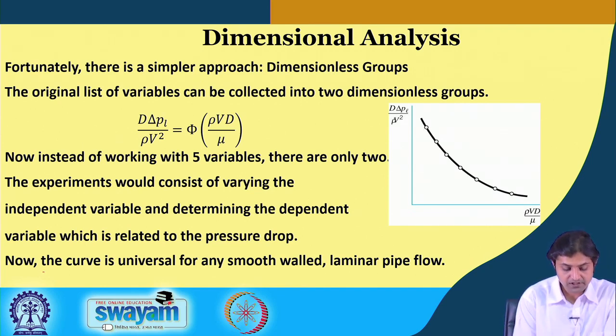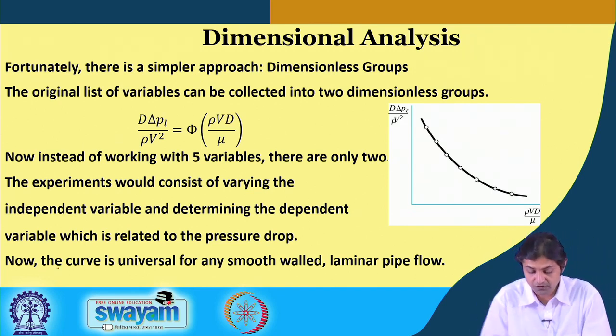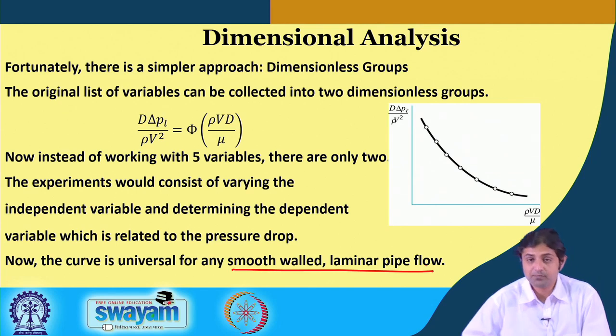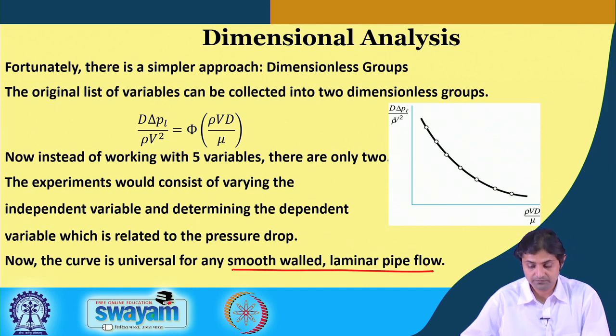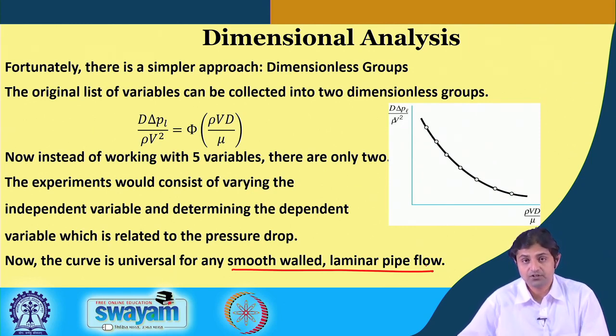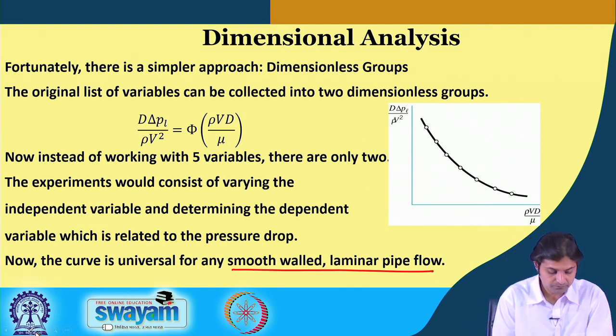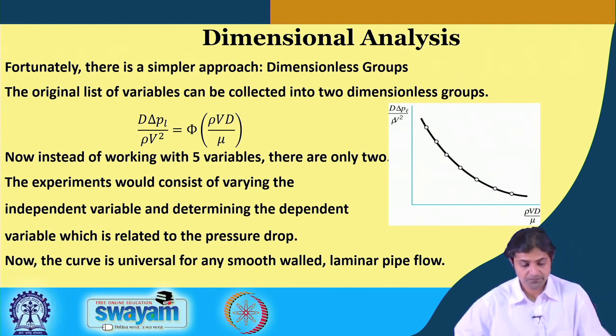All right. Another advantage is, now this curve is universal for any smooth walled laminar pipe flow, because we did not assume any roughness. So, it was a smooth walled laminar pipe flow. I mean, we will come to this. There are a couple of modules on pipe flow and open channel flow. Soon we will get some introduction in the next weeks starting.